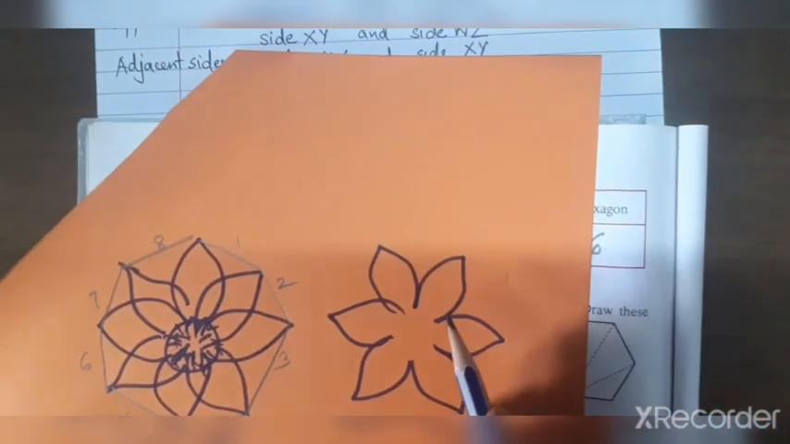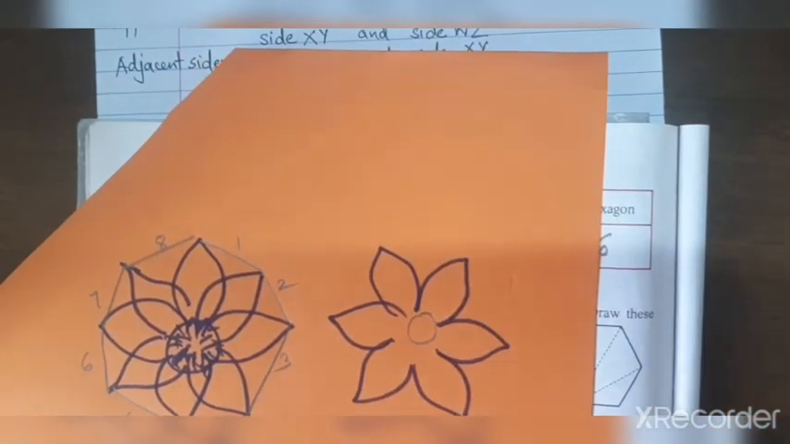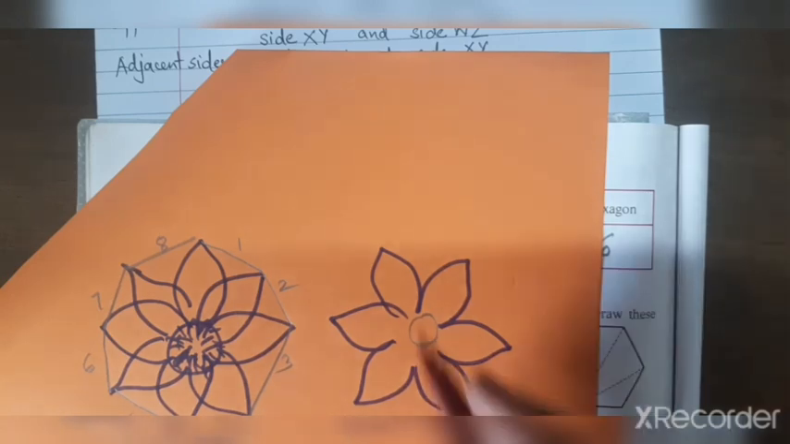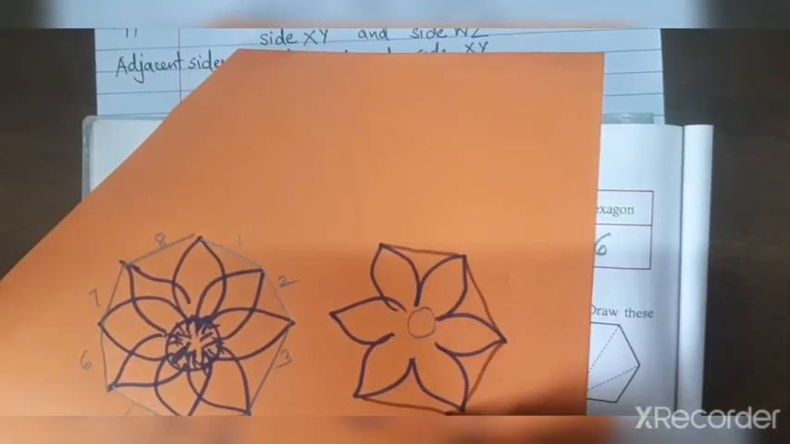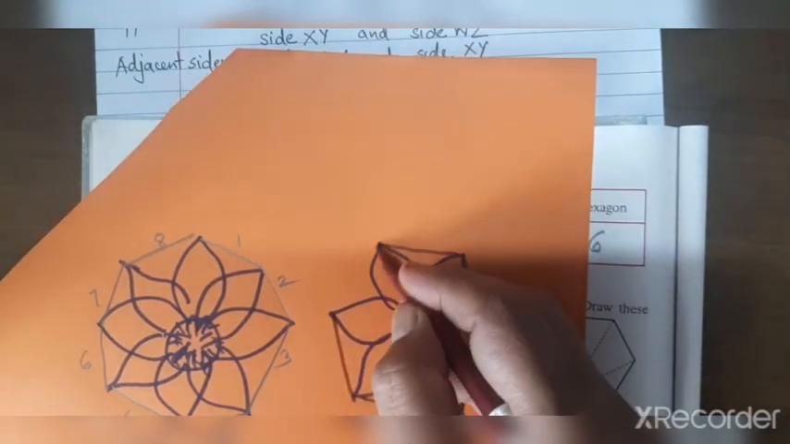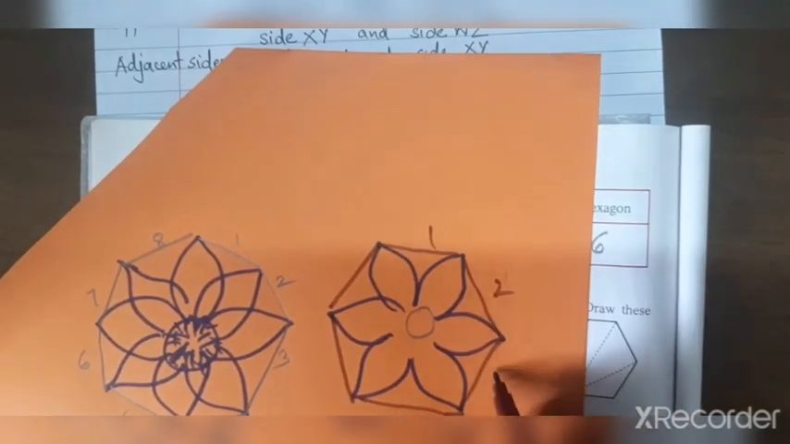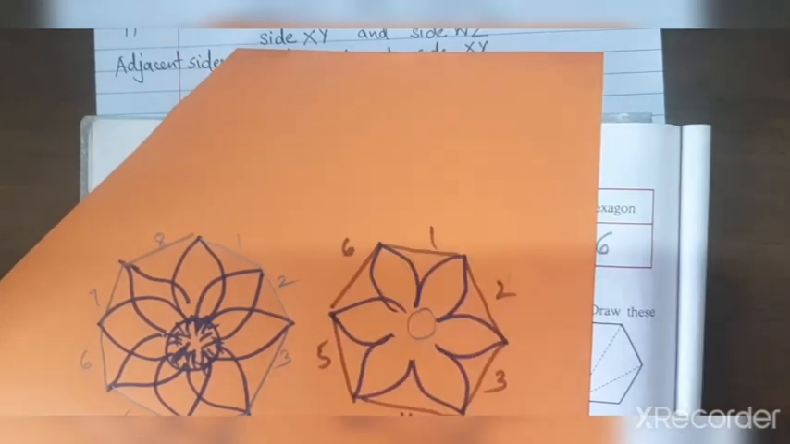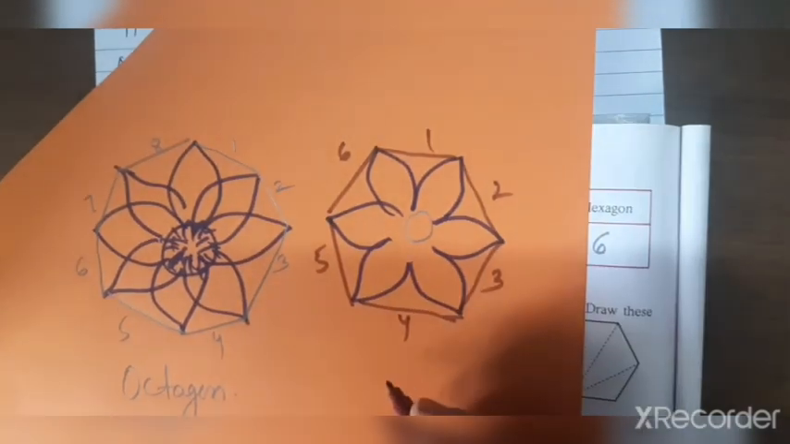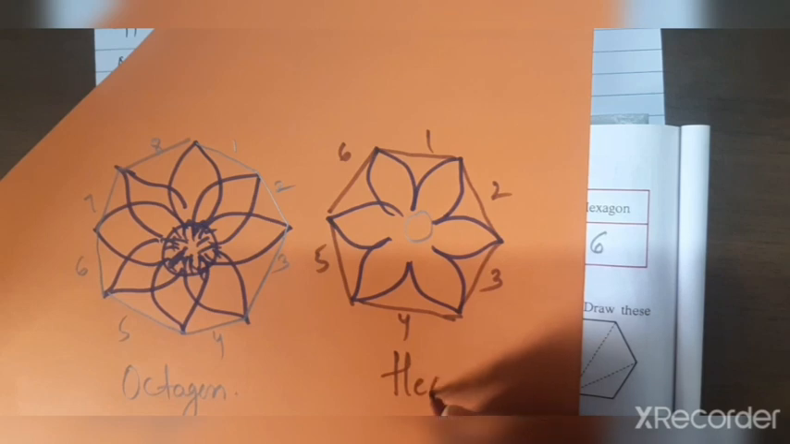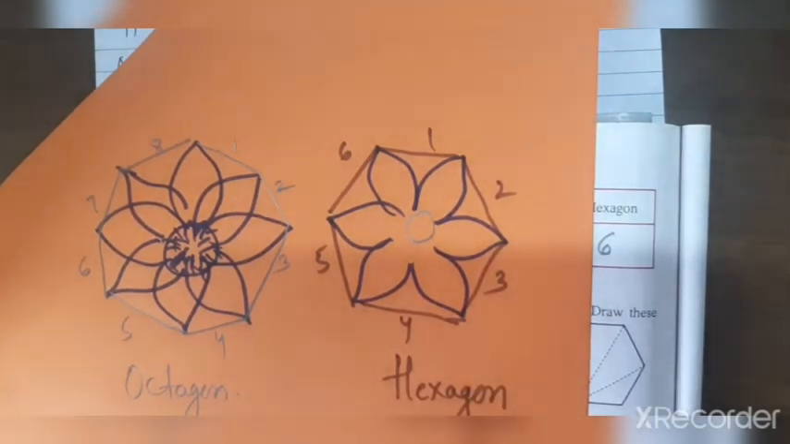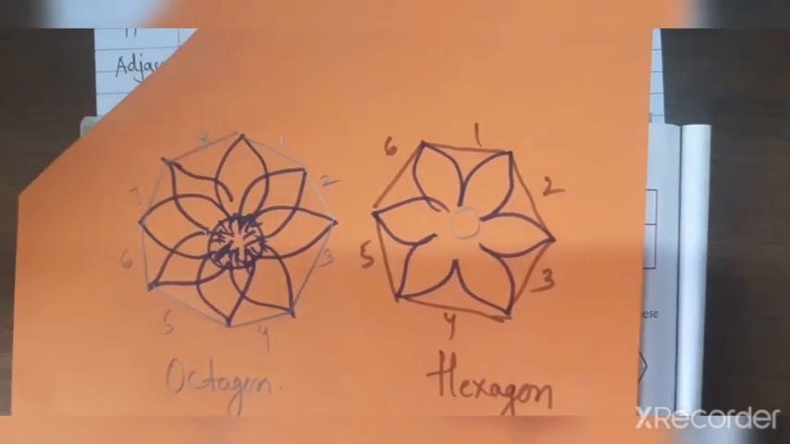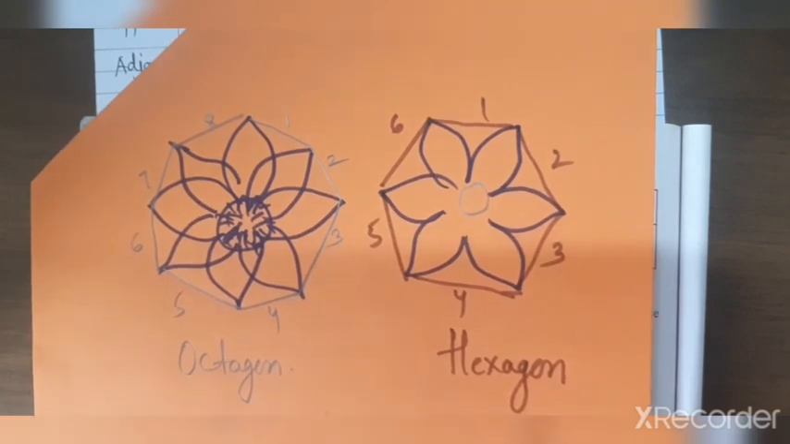Polygon. Now one more flower I have drawn, and if I join the tips now, let us see how many sides we get. Roughly I have drawn this flower. Now this is 1, 2, 3, 4, 5, 6. So this is a 6-sided polygon I got. So this is a hexagon. So in this way you are going to draw a flower. You can take as many petals as you want and then join them and see which polygon you are getting. Okay, so I have got one octagon and one hexagon.